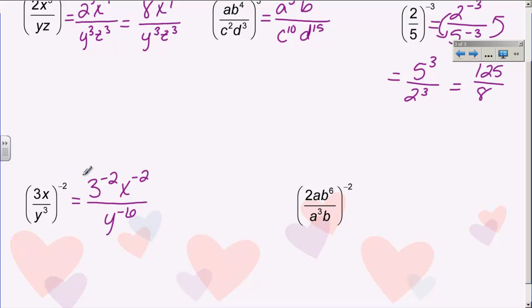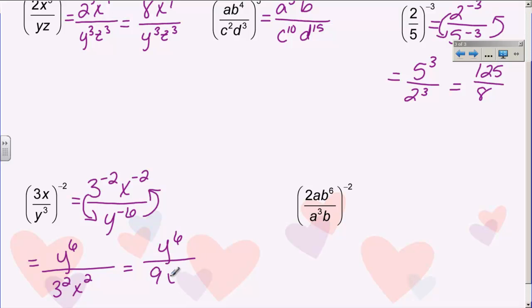Now I've got all these negatives. It's just like this one up here that we just did. I'm going to have to just flip-flop everything. All of this will have to go down here, and this will have to go up here. So I end up with y to the 6th over 3 squared x squared. Well, 3 squared is 9, so you have y to the 6th over 9x squared.